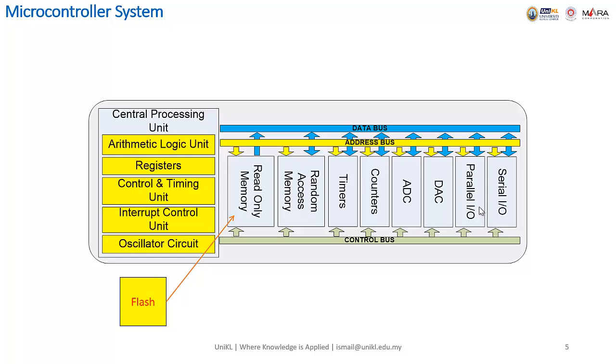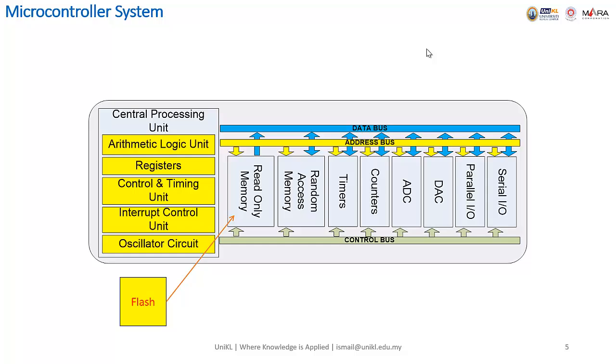So the microprocessor engineers design another system that we call a microcontroller. In the microcontroller, we have the central processing unit, with the arithmetic logic unit and a lot of registers. It has a control and timing unit, interrupt control unit, oscillator circuits, and also the read-only memory, random access memory, timers, counters, ADCs, DACs, parallel I/O, and serial I/O in one chip.